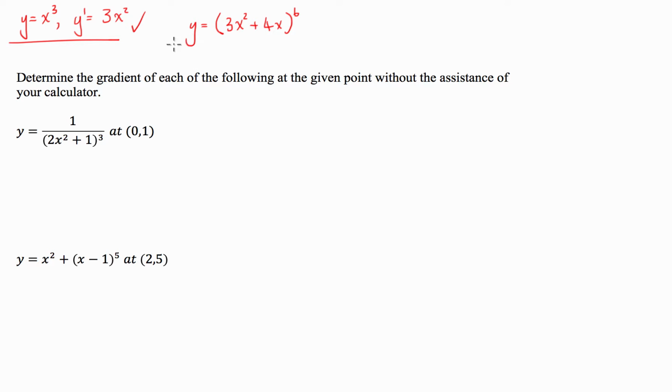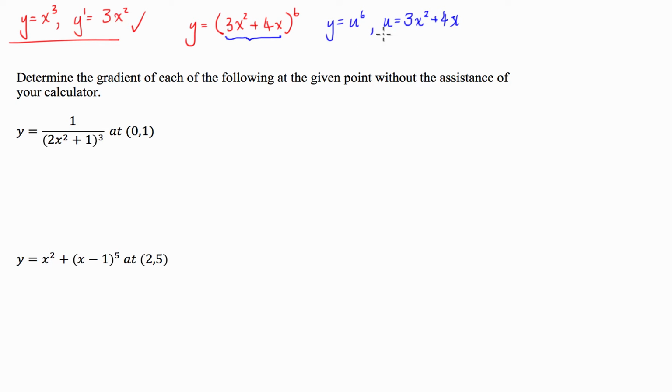Now, the chain rule is about when we can see a function contained within another function. In this example, we've got this quadratic function, which is contained within this sixth power function. So we have a function within a function. We can describe this as y is equal to u to the 6, I'm just using a random variable to substitute, and u is equal to 3x squared plus 4x.